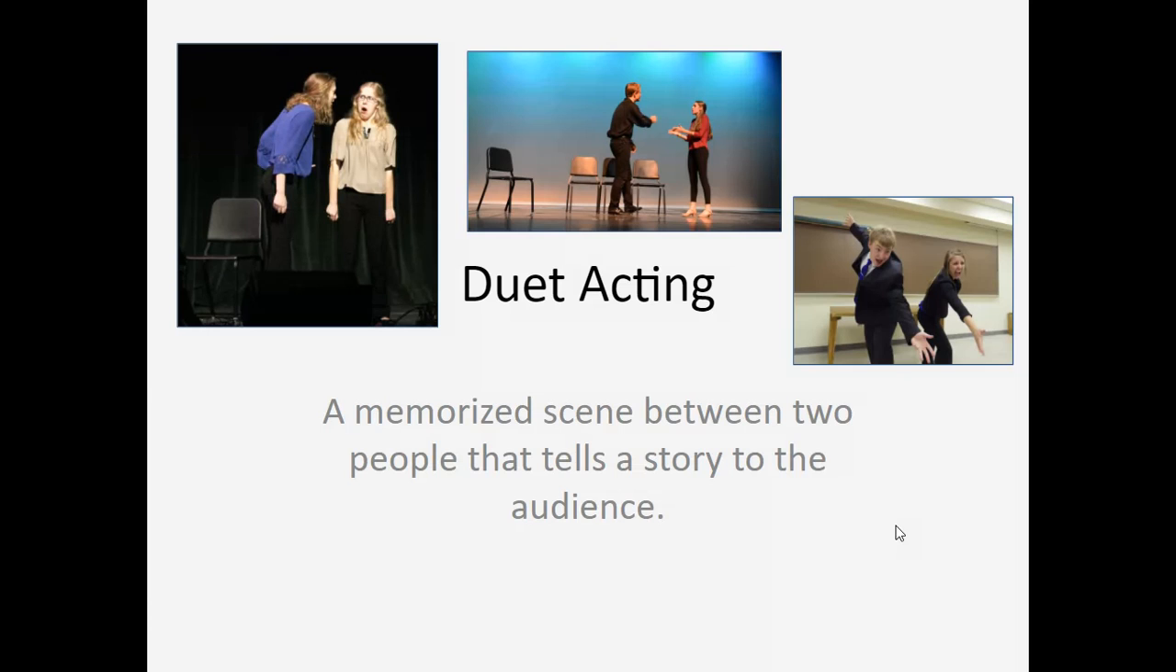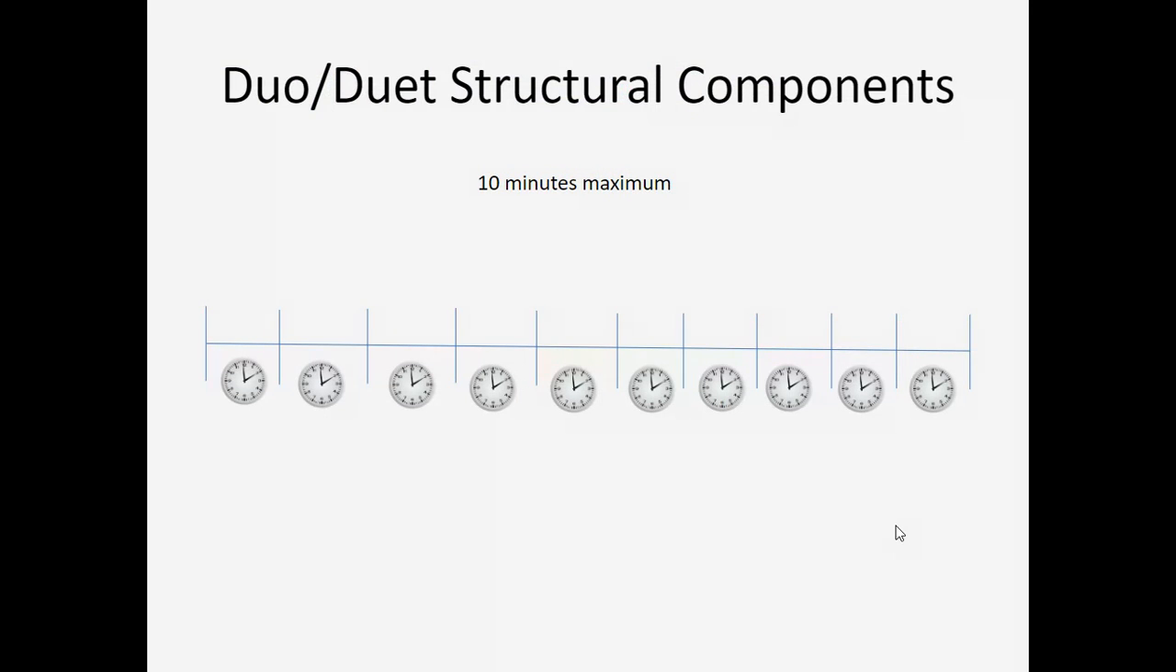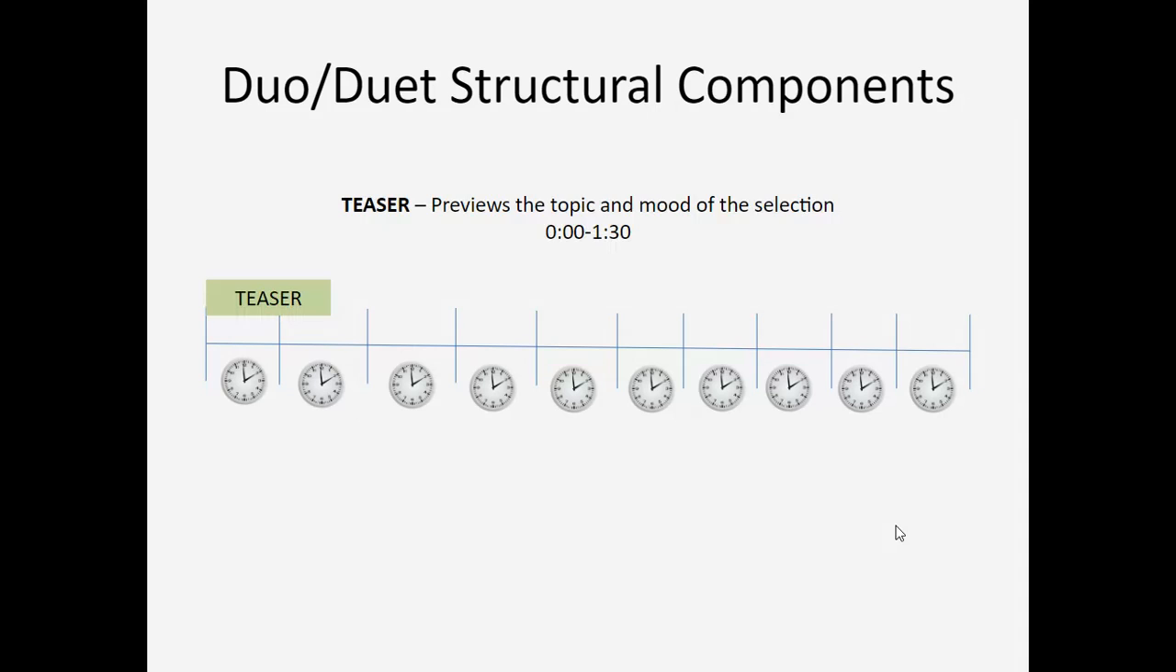So let's go into our structure components. On your notes, you're going to have a little timeline here, and underneath it, you're going to put each of the components. So our maximum time limit for duet or duo in high school is 10 minutes. So we're going to divide this 10 minutes into this clock here, and you notice there's 10 sections. And so we'll divide them up according to the structural components of what a story is.